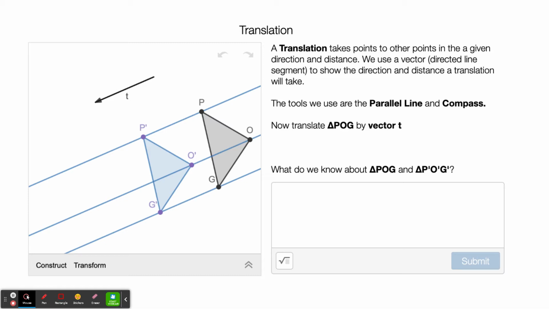And here we start using parallel lines, and our lines have to be parallel to that vector or to the directed line segment. And then the compass we're going to use to make sure that our points are the same distance as our vector is long from the original point. So we use that to set the radius of our circle and then set the center of the circle at the original points P, O, or G.